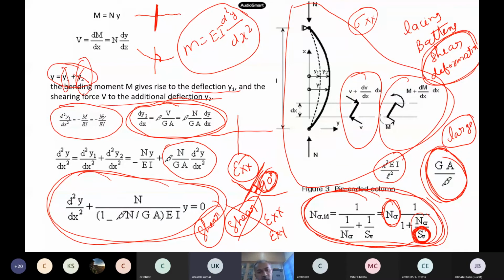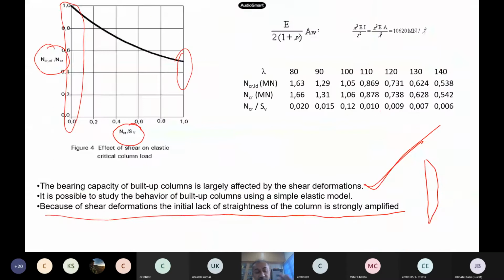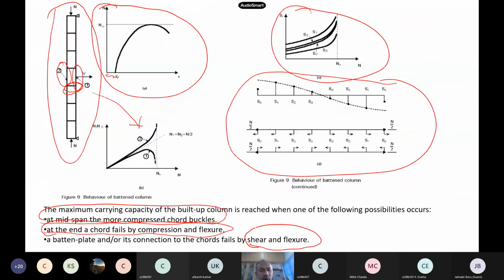Shear deformation. So whatever Euler-Bernoulli beam theory you have studied, whether it is applicable? No, it is not applicable, so you have to modify it to account for shear deformation. So for built up columns, this is the problem, and shear plays a major role. So this is the equation. You can see the actual buckling load. When Sv becomes very small, this term automatically increases, and because it is in the denominator, your buckling load automatically decreases, sorry. So that is why you see this problem appears.